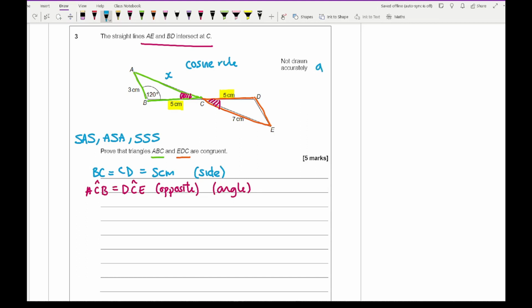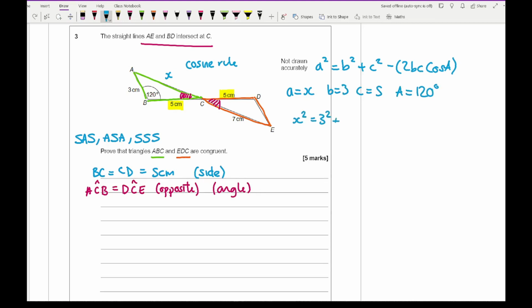So here, if I just remind myself what the cosine rule is, it's a squared equals b squared plus c squared minus 2bc cos A. Then if I establish the parameters, I've got a equals x, b equals 3, c equals 5, and capital A is 120 degrees. So then substituting numbers into this formula, I get x squared equals 3 squared plus 5 squared minus 2 times 3 times 5 times cos of 120.